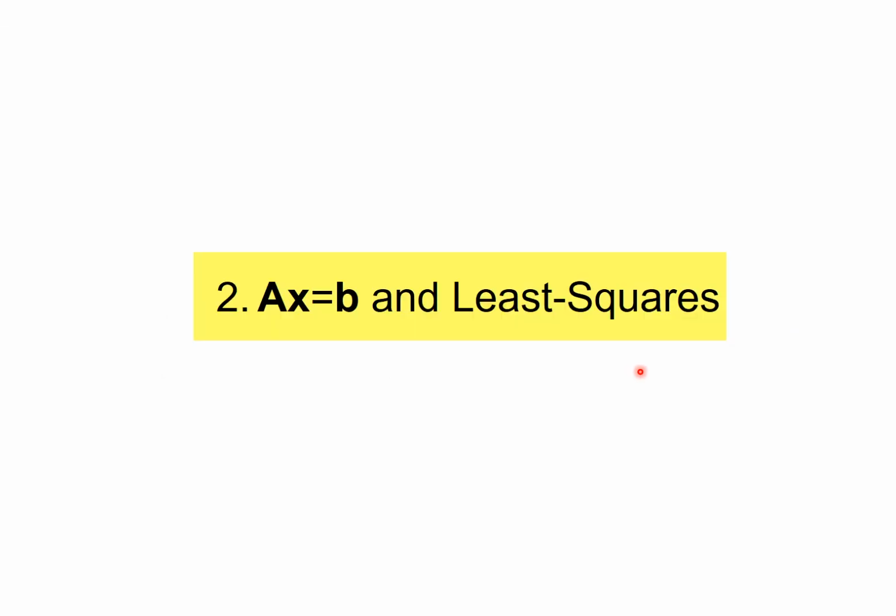Okay, that's the end of that short part 1. We're now on to section 2. It's called AX equals B and least squares, and I'll see you there.